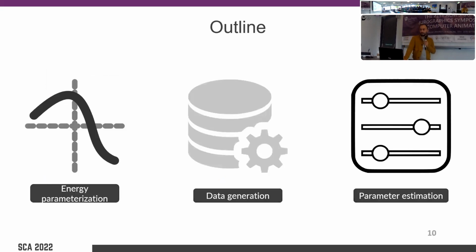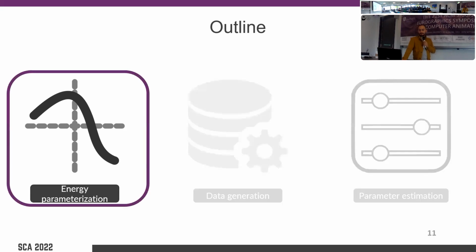So in our work, we want to design a mesoscale elasticity able to capture the complex behavior of microstructures while being conservative. In the first place, I will present a parameterization of the elastic energy that defines the mesoscale material constitutive model. Secondly, I will show how to generate representative data of our microstructure. And finally, I will explain how to estimate the parameters of our parameterized energy. So let's start with the energy parameterization.